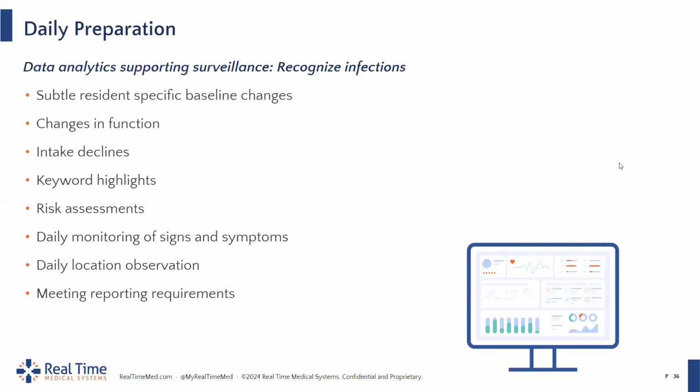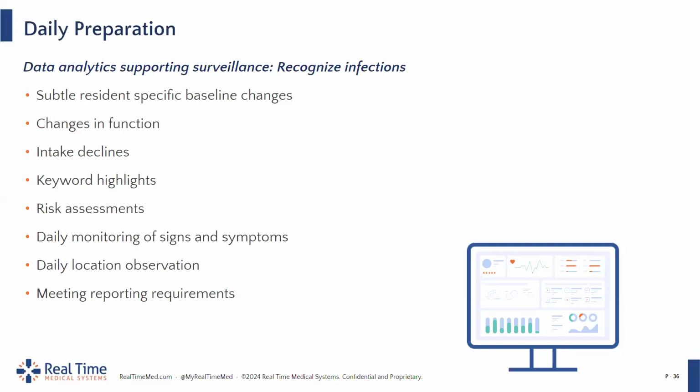Or lo and behold, we leave them in bed a little bit too long and they might have a little bit of skin breakdown. Or maybe they were a continent resident who now has a C. difficile infection or a urinary tract infection, and now they have some incontinence. We didn't put enough in place and they have moisture-associated skin damage. All of those things can happen, and of course, more.